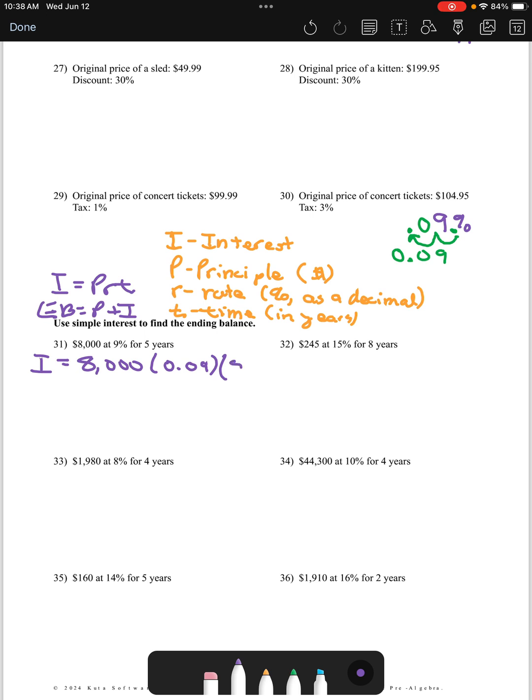We also need T, which is the number of years. Now we're allowed the use of a calculator, so we can just do 8,000 times 0.09 times 5. Let a calculator work that out for us, and the interest is $3,600. To get our ending balance, we have to take our principal and add our interest. So we have to do 8,000 plus 3,600. That gets us $11,600.